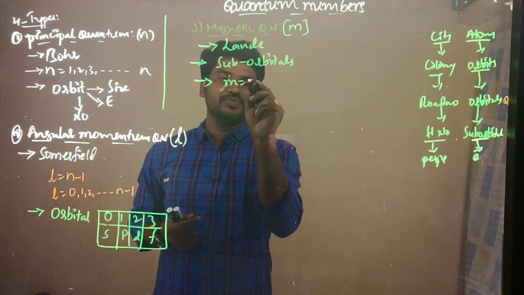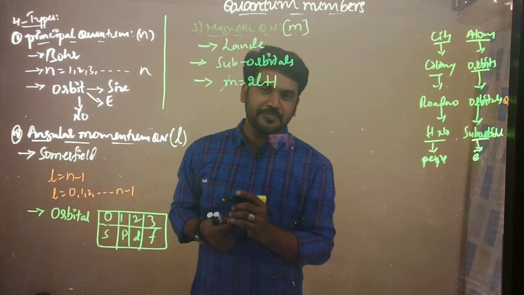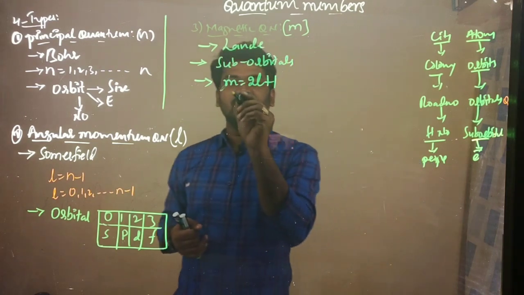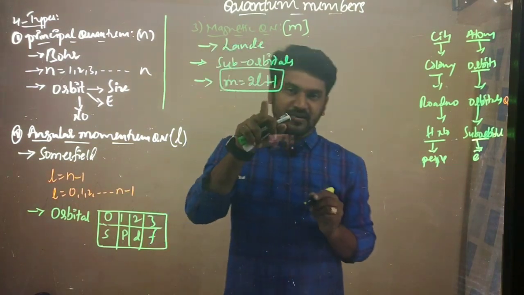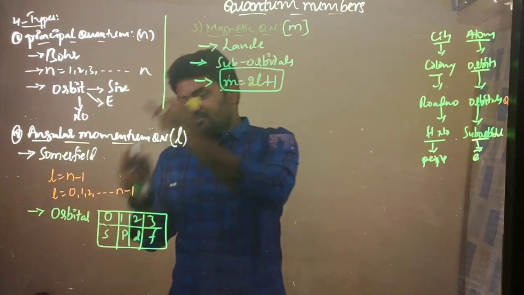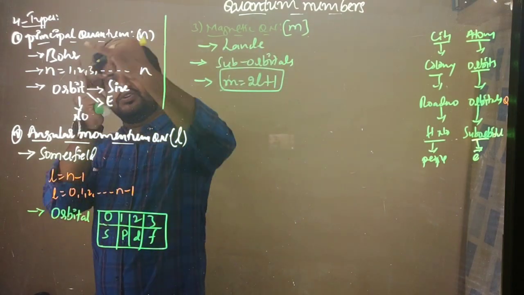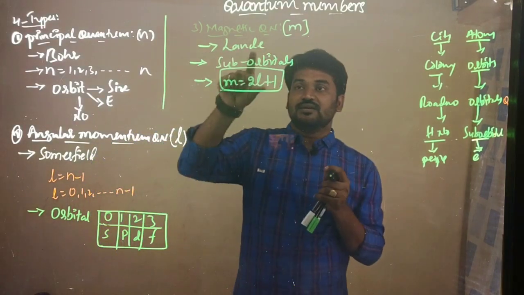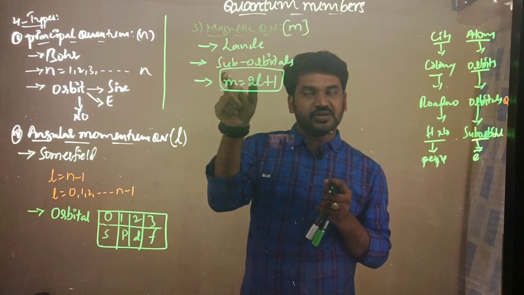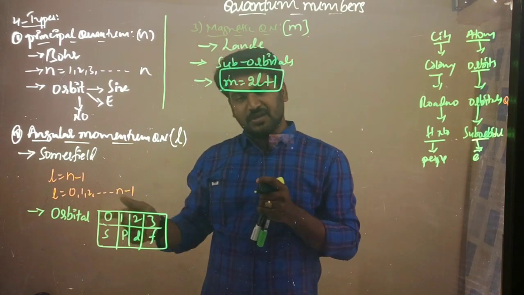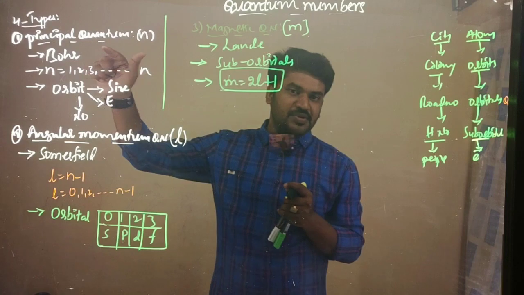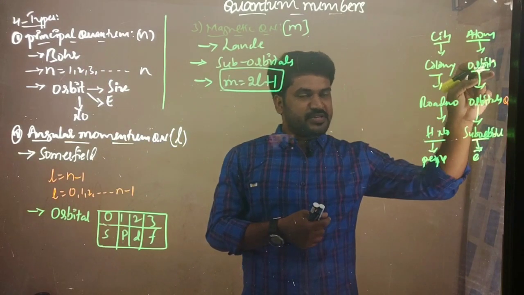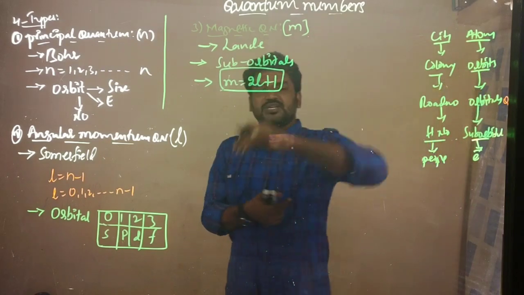These values will be m equals 2l plus 1. The m values depend on l. Why? Because you need to get the l first, and the l values depend upon n, the principal quantum number. So the magnetic quantum number gives the information about suborbitals, that is, suborbitals depend upon the orbitals, and orbitals depend upon the orbits. In that way, we can say it.